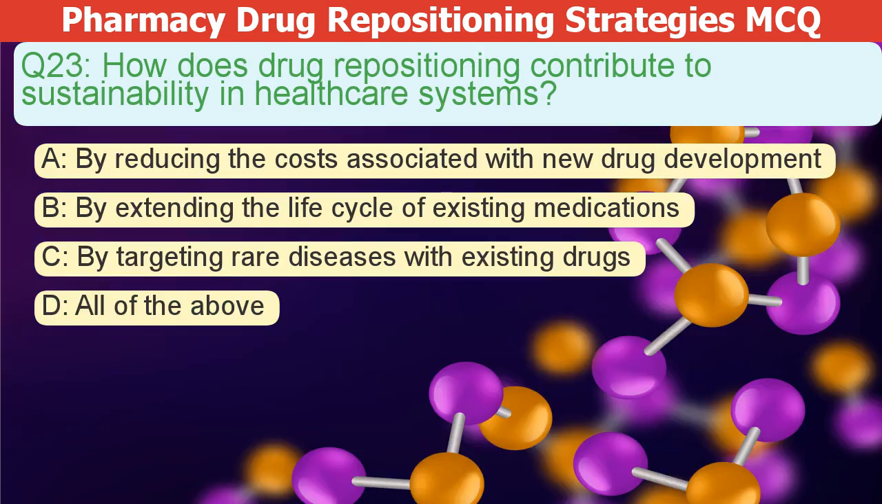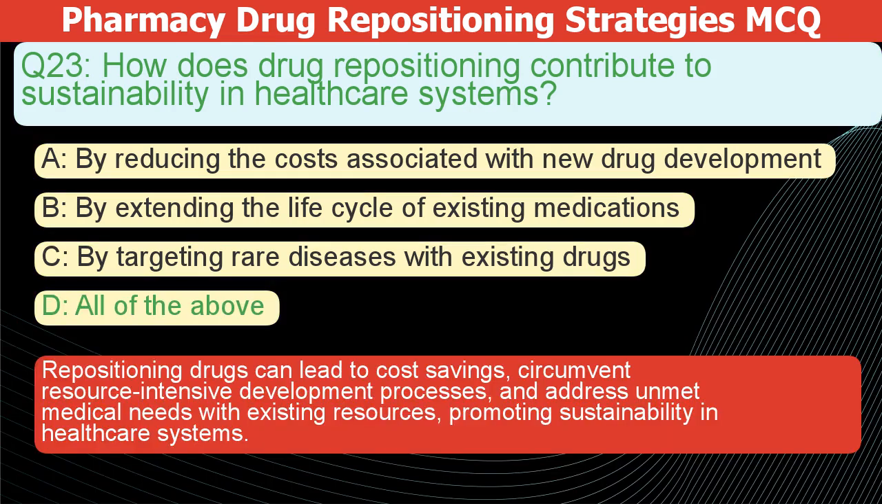How does drug repositioning contribute to sustainability in healthcare systems? A. By reducing the costs associated with new drug development. B. By extending the life cycle of existing medications. C. By targeting rare diseases with existing drugs. D. All of the above. The correct answer is D.